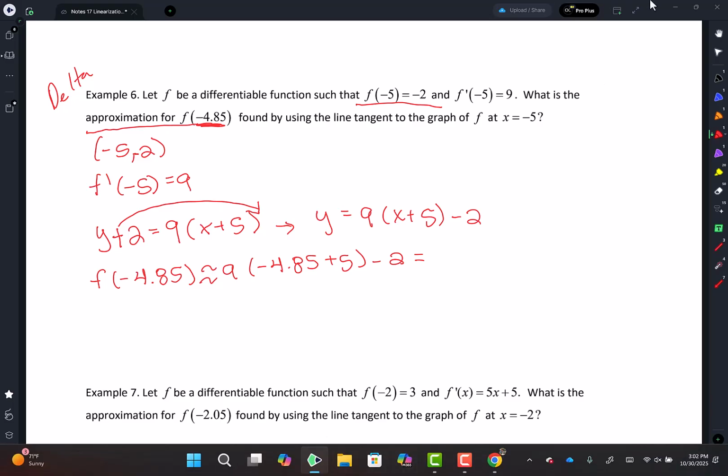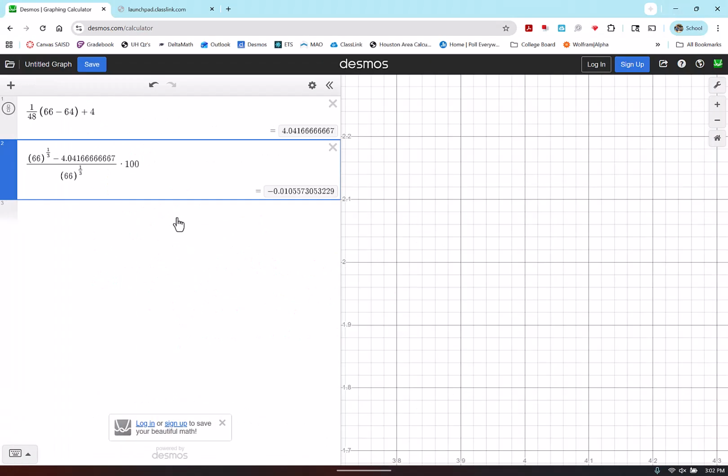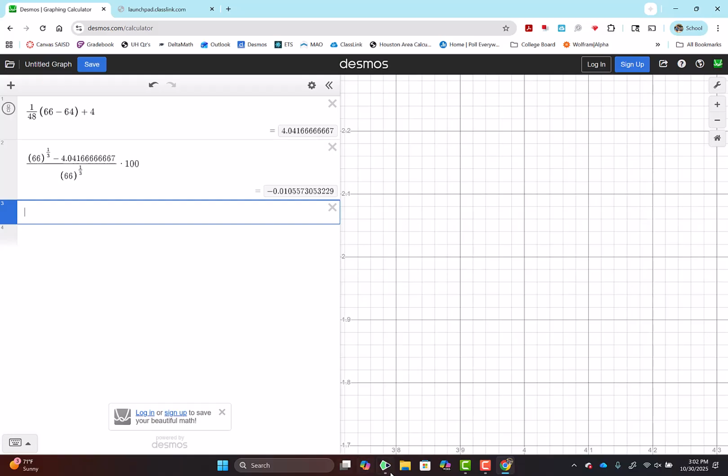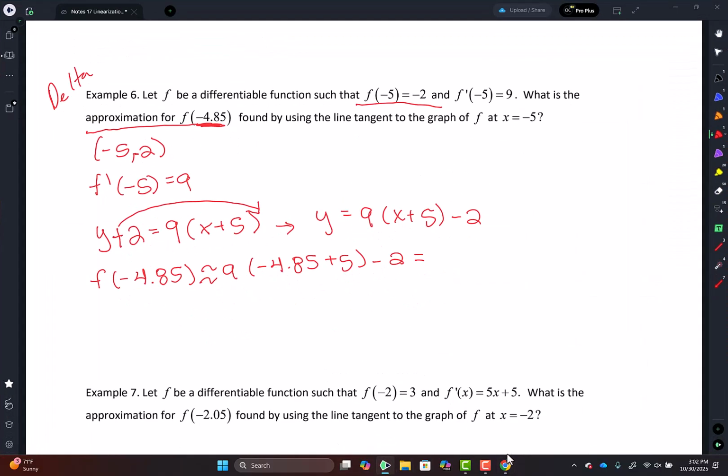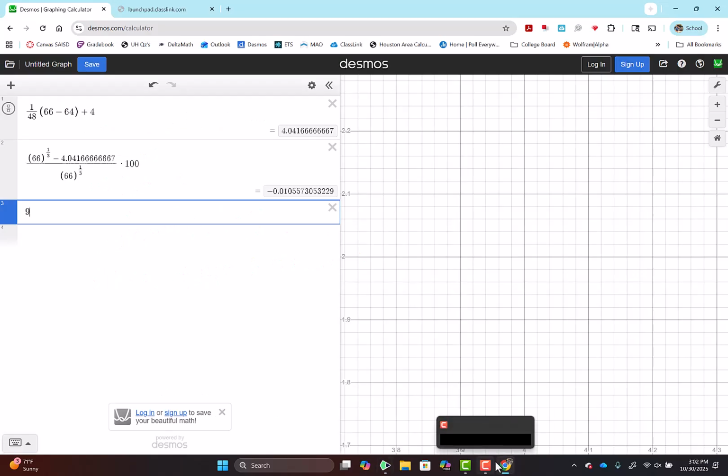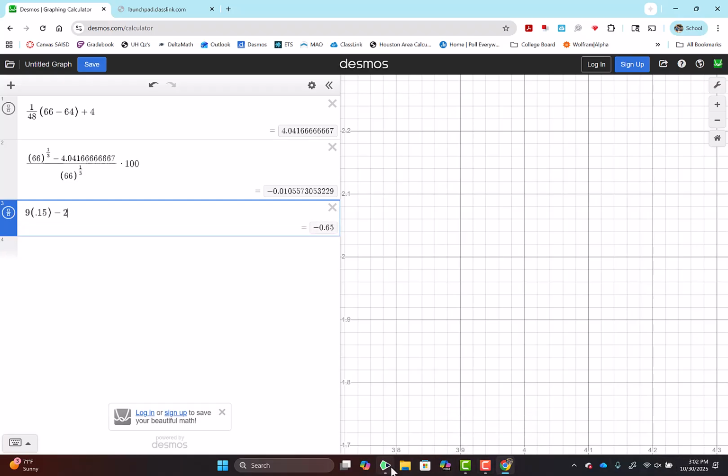Do you want to take your calculator out or just use Desmos? Desmos. 9 times 0.15, minus 2? Negative 0.65.